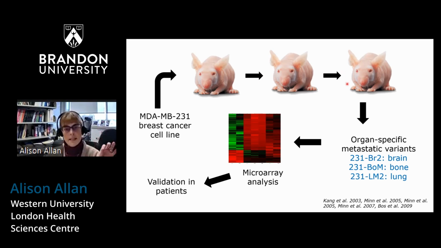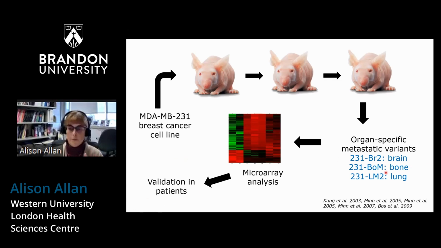And then when they metastasized to the brain or the bone or the lung, they harvested them from those organs and then re-injected them back into the mice until they essentially had selected organ-specific or organ-seeking metastatic variants to the brain, the bone, and the lung. They then did a microarray analysis, which was the cutting-edge technology at the time. Now you would use RNA-seq. And what they found is a gene signature for each of these metastasizing sites, and they validated in patients.